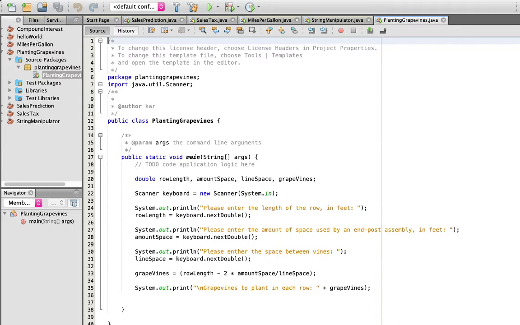So for this one I set a double for the row length, amount of space, line space, and grapevines. Then I set my scanner class, and once I set my variables to a double, I continue to ask the user for the length of the row in feet, everything in feet. Then, please enter the space used by an end post assembly. Please enter the space between vines.